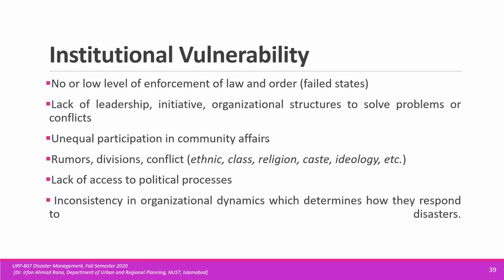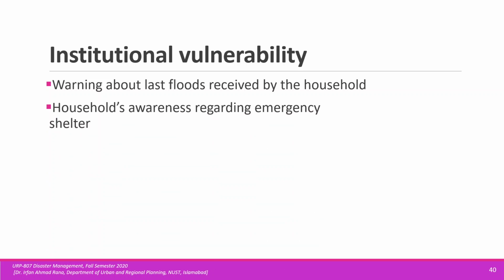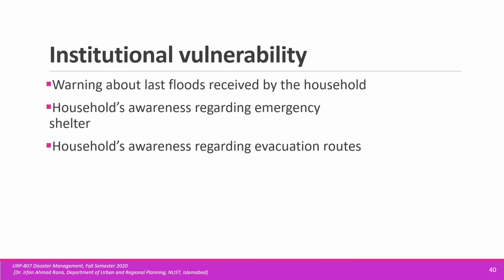Okay, but at household level, we'll talk about, let's say, did every household in the neighborhood receive the warning about it? So it's the job of the institutions to give warning to each and every household in the city. Do the people know about the emergency shelter, or did the institution make that kind of shelter or not? So that is a part of institutional vulnerability.